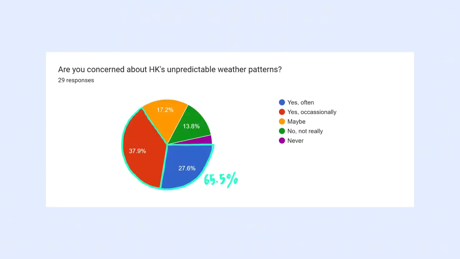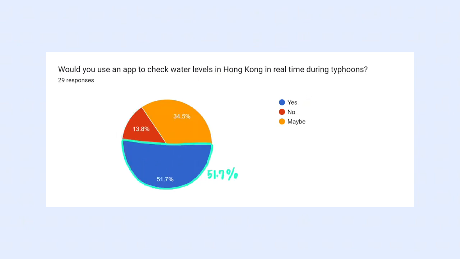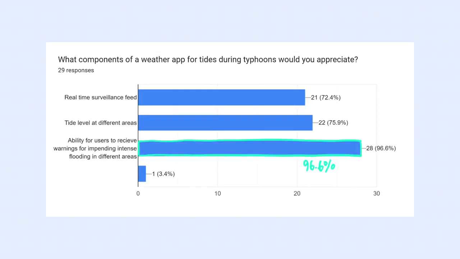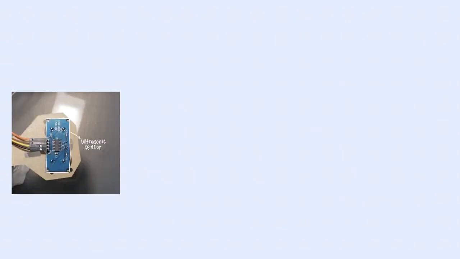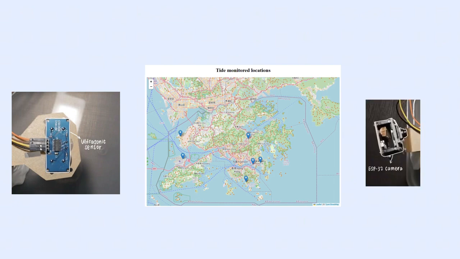As shown by the graphs below, 65.5% of our target audience are concerned about Hong Kong's unpredictable weather patterns, 51.7% would use an application to check water levels, and 96.6% of users would appreciate the ability to receive warnings for impending floods. Furthermore, real-time surveillance feeds and the ability to check tide levels in different areas are popular among 75% of our target audience. With ultrasonic sensors, maps, and a network of ESP32 cameras, our systems are able to provide a wide range of real-time information to ensure the safety of all Hong Kong citizens.